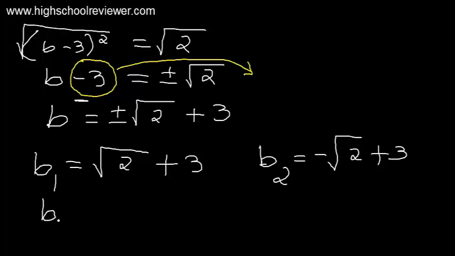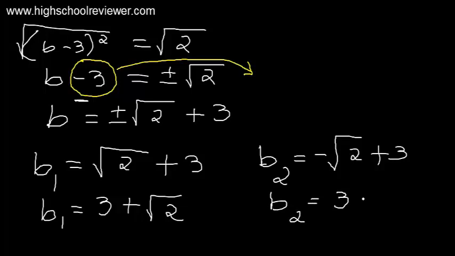We can simplify this b sub 1, or we can rewrite it as 3 plus square root of 2, and b sub 2 will be positive 3 minus square root of 2. So these are now our final answers. Solving quadratic equations by completing the square.